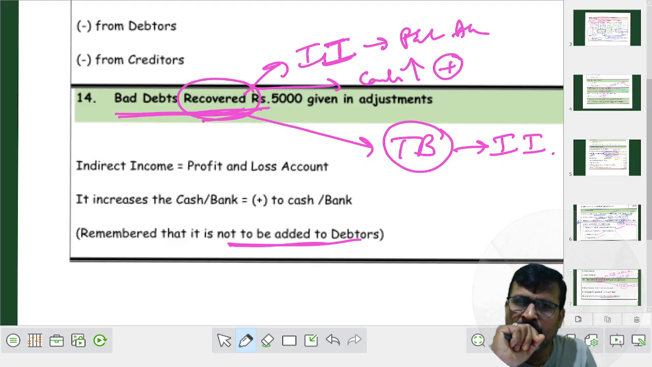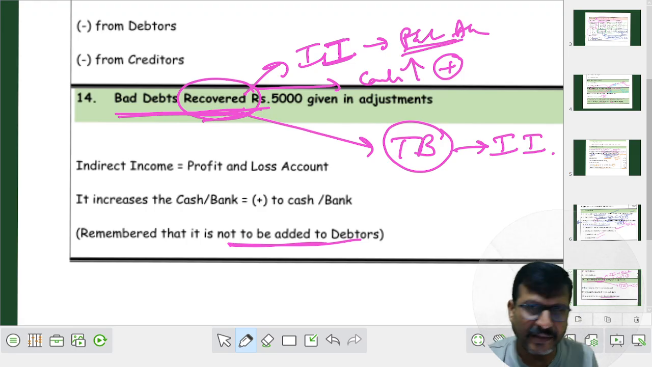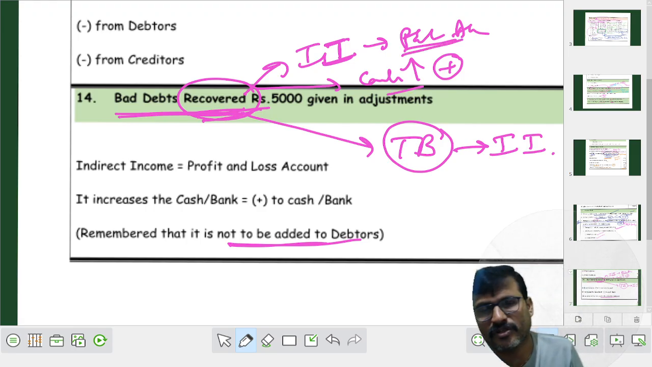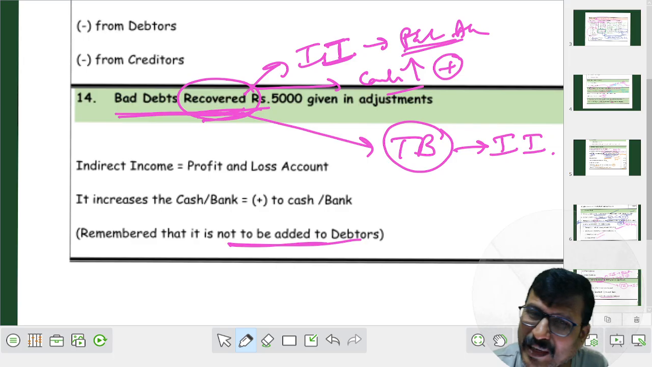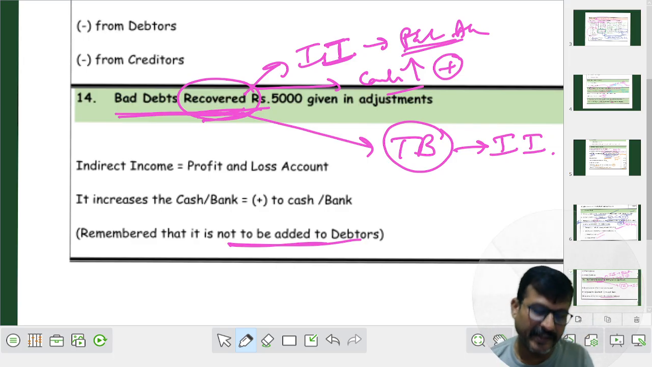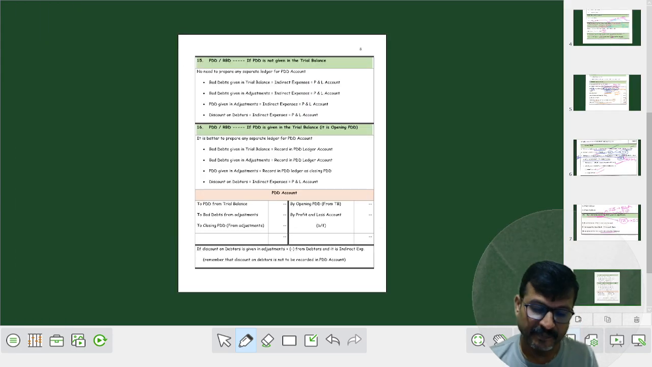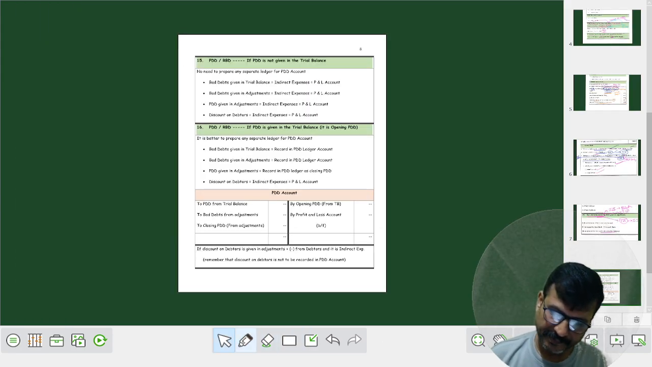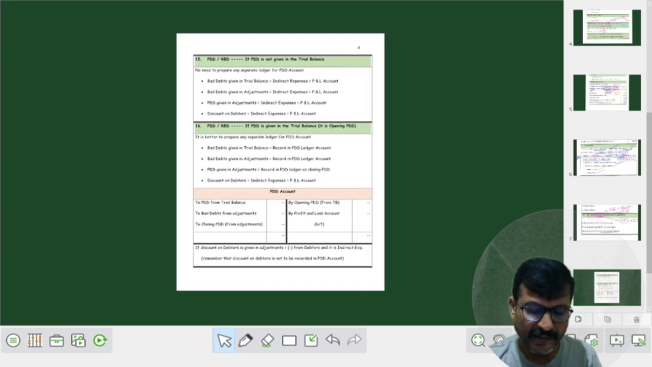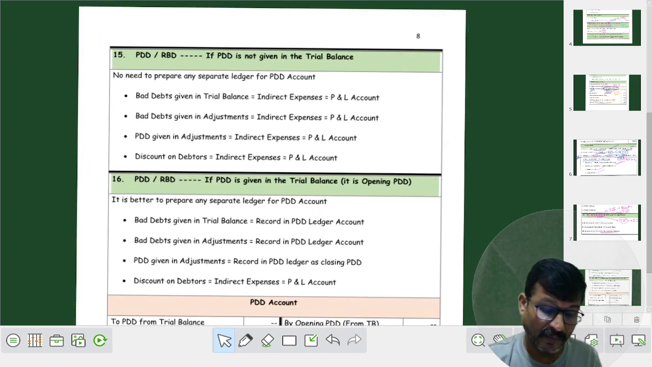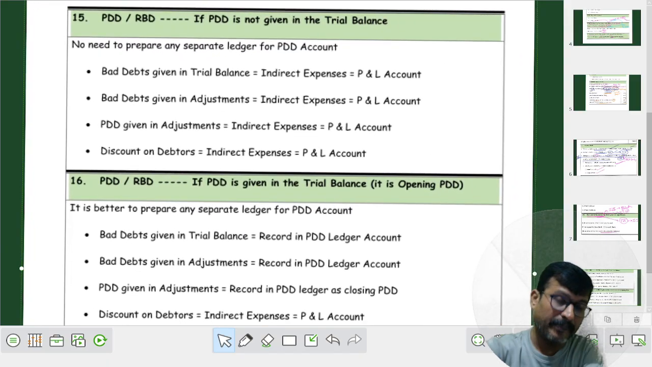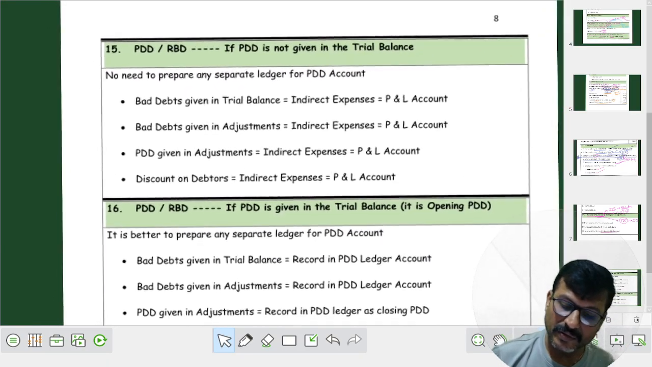One is indirect income, another is increase the cash. If it appears only in the trial balance, only one item as an indirect income. Fine. Next concept. Almost we are in the ending part. Please remember. Now, another important concept in final account.